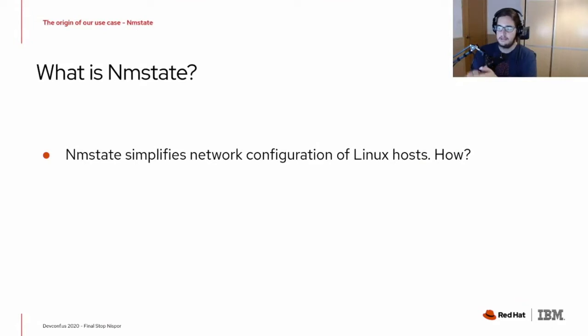Okay, so Nmstate simplifies network configuration of Linux hosts, but how? Nmstate contains two components, which are libnmstate, a Python library, and nmstatectl, a command line tool. It provides a declarative API to manage network interfaces, routes, and DNS configuration. Nmstate has three main features: reporting the current state so the configuration of one host can be easily transferred to another one; verifying the host configuration against the intended configuration when applying a desired state; and, if something goes wrong or the verification fails, restoring the previous configuration.